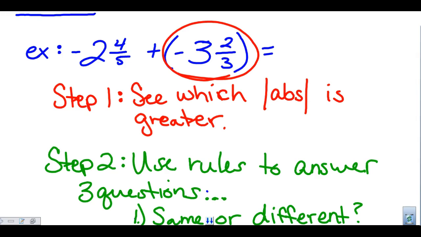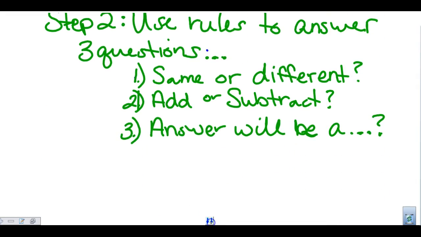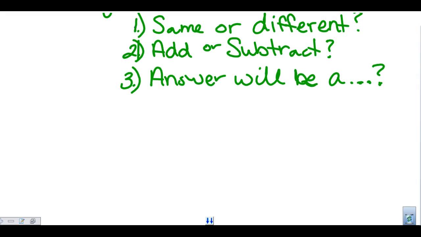Same or different? Both of them are negatives, so we're going to say same. Same signs, you take the sum. So are we going to add or subtract? We're going to add. And what I like to do at this point is, I know I'm going to add already, so I'm going to go ahead and set up my problem.